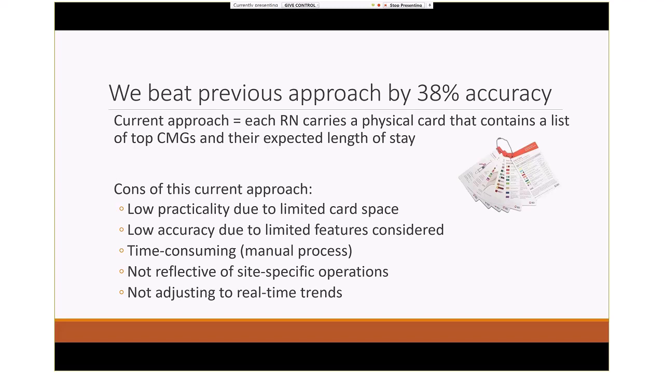I list out the major ones here, including, you know, the card space is very limited, so we could only really have 10 different disease classes, whereas there are obviously way more than just 10. Also, the accuracy is pretty low because it is really only looking at average lengths of stay in the past. Like, it doesn't look at age, it doesn't look at sex, for example. It is also very time-consuming.